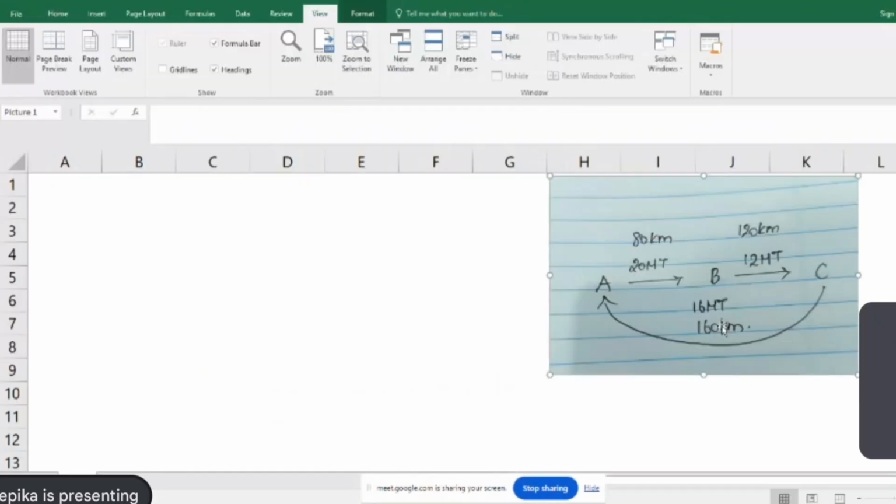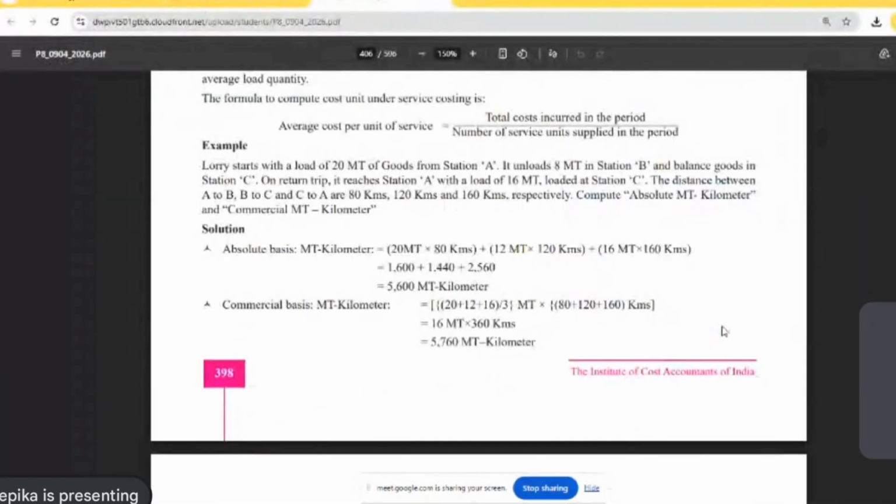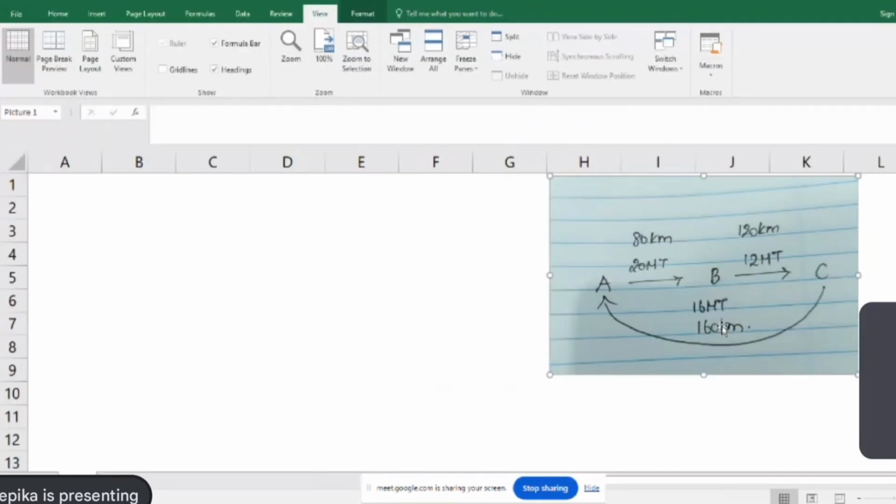Your diagram need not look similar, you can draw as per your understanding. So what they are asking us to calculate: compute the absolute metric ton kilometer and commercial metric ton kilometer. Absolute metric ton kilometer is nothing but you just multiply the kilometer with the metric ton, and you will be getting the answer. On commercial basis, the weight, the metric ton, you will be taking as a simple average. So 20 metric ton, 12 metric ton, 16 metric ton divided by 3, because there are 3 weights, a simple average, and multiply with 80 plus 120 plus 160. Okay, so we will work out now.